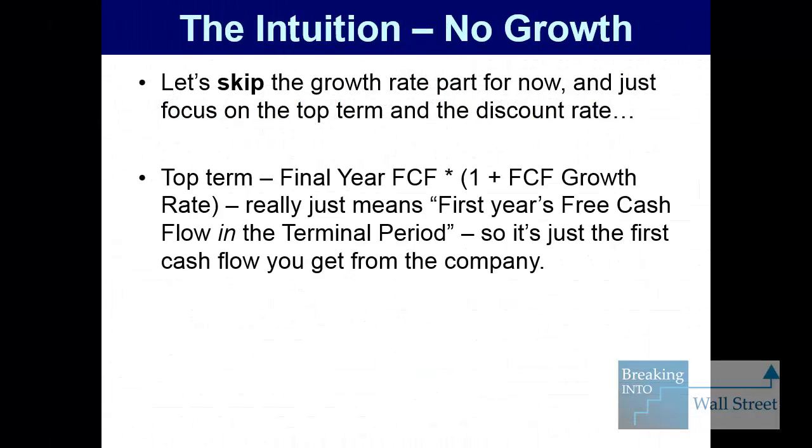Now, the top term in that formula, the final year free cash flow times 1 plus the growth rate, really just means the first year's free cash flow in the terminal period. So if you have a DCF that you're projecting over 5 years or 10 years, this top term is really just the free cash flow in year 6 or year 11 or whatever the case may be, 1 year beyond the period that you're actually projecting the free cash flow of. So it's just the first set of cash flow that you get from the company in that terminal period, which goes on indefinitely. So that part is pretty straightforward to explain. You're just trying to go one beyond the last year in your model.